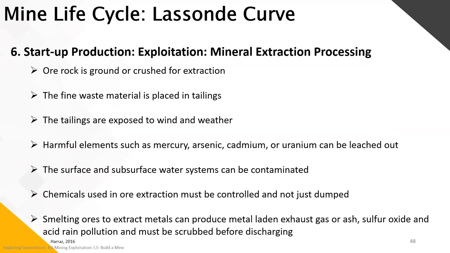The mineral extraction processing is also important to take into consideration, as it affects the kind of mine we are going to do, and also how we plan the surface and underground terrain. So keep in mind that ore rock is ground or crushed for extraction. The fine waste material is placed in tailings. The tailings are exposed to wind and weather. Harmful elements such as mercury, arsenic, cadmium, or uranium can be leached out. The surface and subsurface water systems can be contaminated. Chemicals used in ore extraction must be controlled and not just dumped. And finally, smelting ores to extract metals can produce metal-laden exhaust gas or ash, sulfur oxide, and acid rain pollution, and must be scrubbed before discharging.